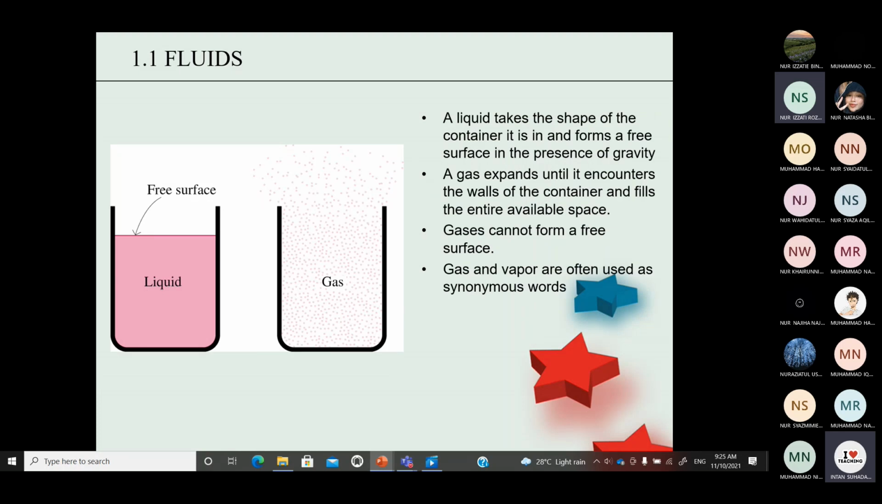So this one is just simple properties. For liquid, it will have a free surface here. But for gas, of course, it will not have a free surface because a gas can expand. A gas expands until it encounters the wall of the container and fills the entire available space. It means that gas doesn't have a free surface. Gas cannot form a free surface. Gas, or we call it vapor. Just a simple explanation.